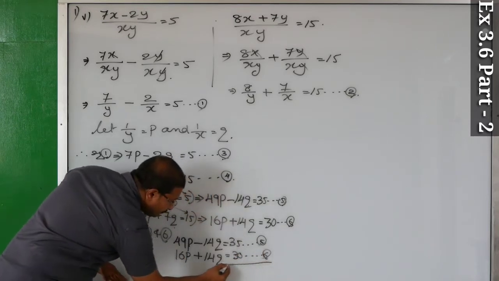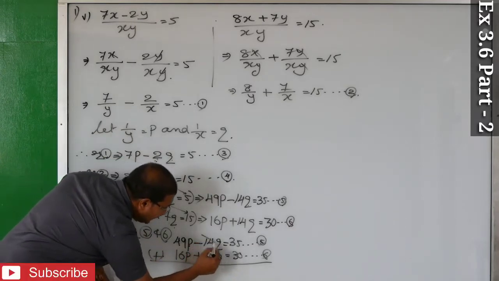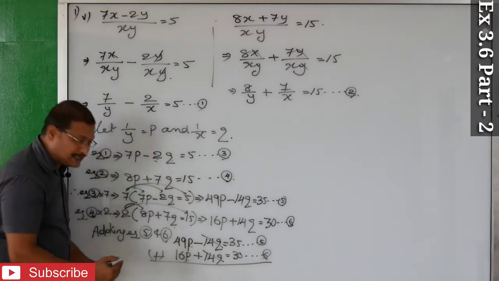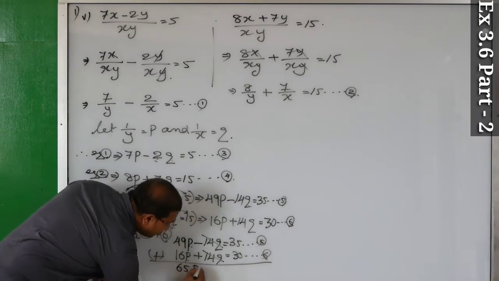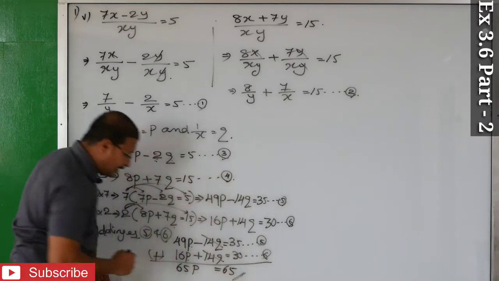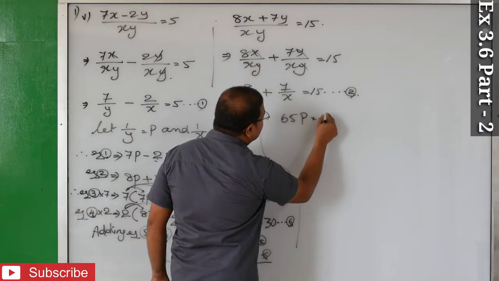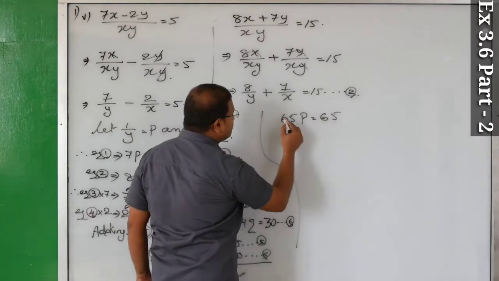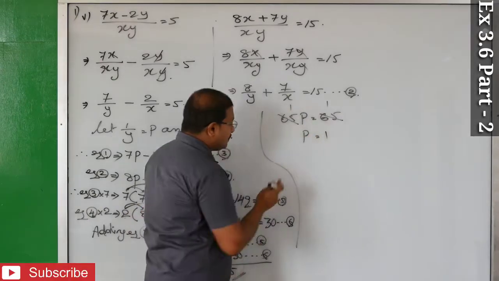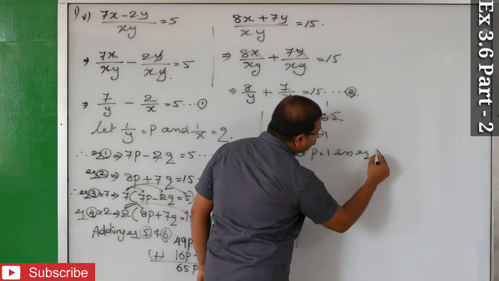We are adding now. When you add this, see, what will happen? Minus 14q plus 14q will cancel. Now 49p plus 16p, that is 65p equals 35 plus 30, that is 65. Ready? That means we got it now. 65p equals 65. Both sides will cancel 65. 65 ones are 65, isn't it? That means what will happen? p equals 1. Now put p equals 1 in equation 3.